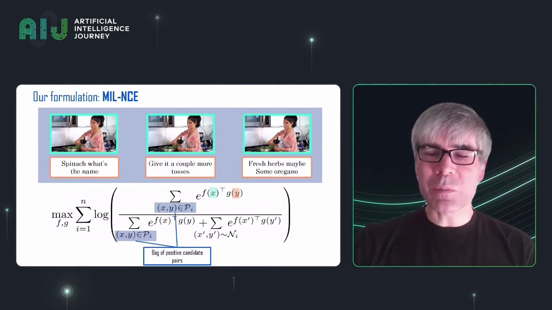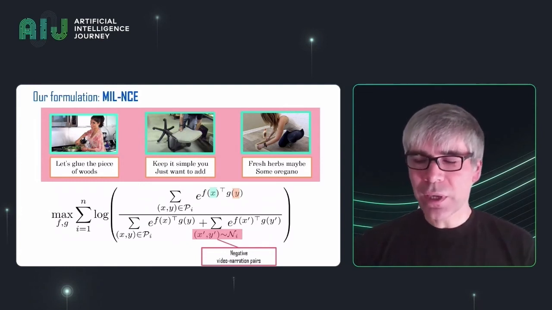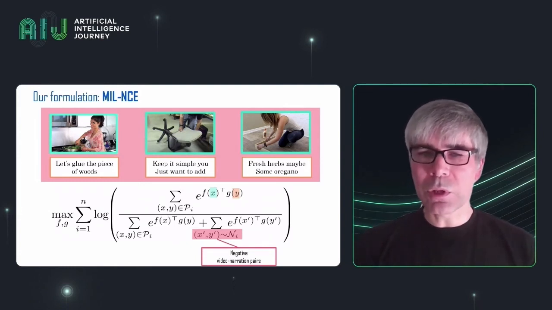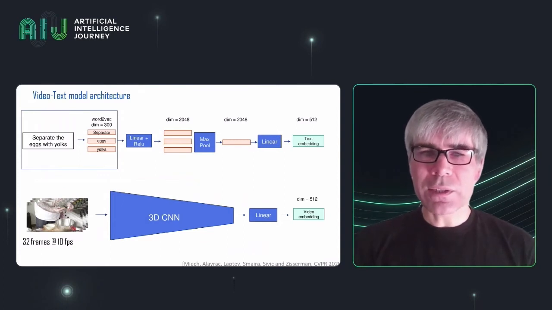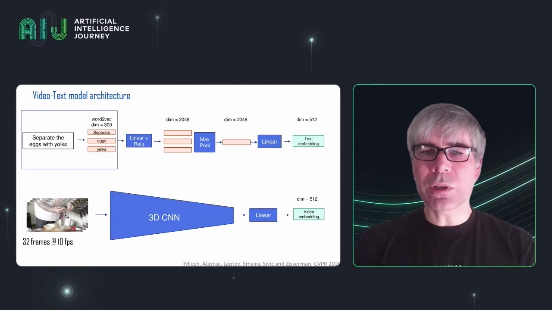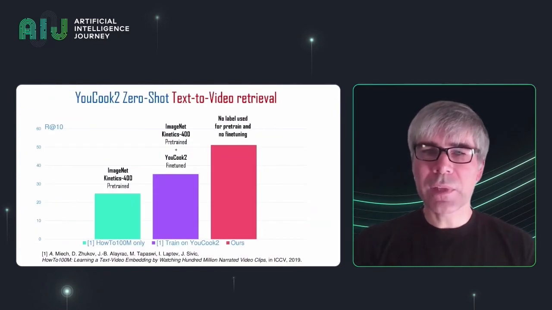Of course, there's not much time to go into details. Details are in the paper. For negatives, we just sample pairs of videos and some non-corresponding text randomly, summing over as many negatives as possible. The network architecture is quite standard. We have some architecture for text and a 3D architecture for video. And importantly, we learn it really from scratch. We are not using any pre-trained network, for example, one pre-trained on our data.